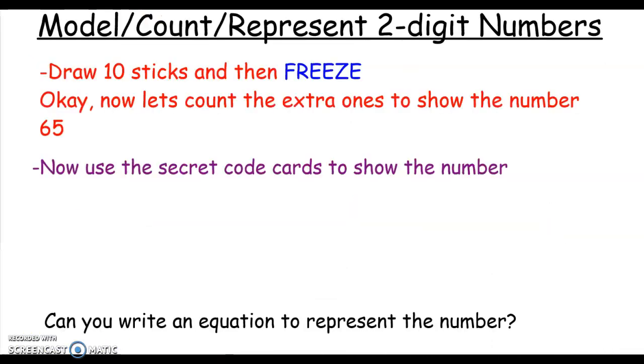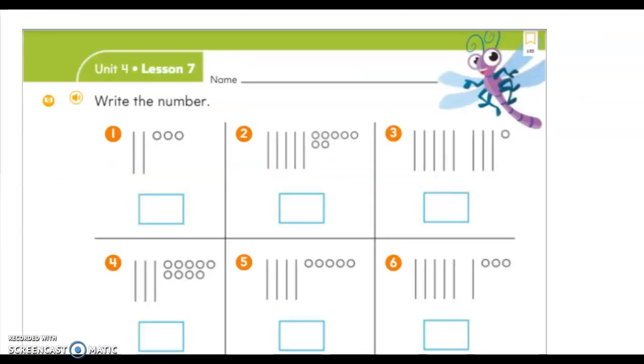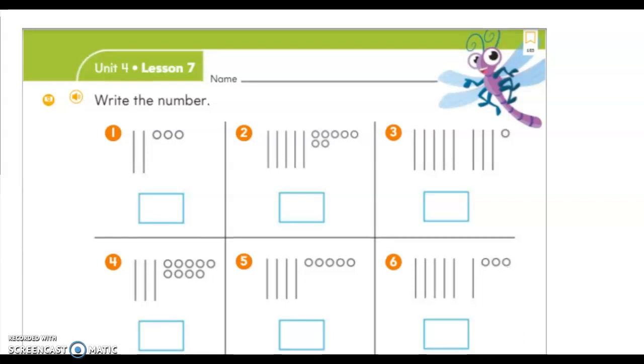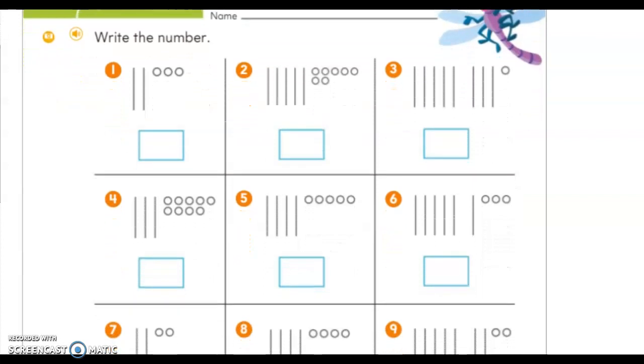All right, yep, we already tried some. We did that. We wrote the equation. Awesome, we're rocking it. All right, so now we're going to go to our workbook page. And the first thing on your paper is your name, and then we're going to get started. So remember, these sticks right here are called 10 sticks, and they're worth 10. Okay, so let's start counting by 10.